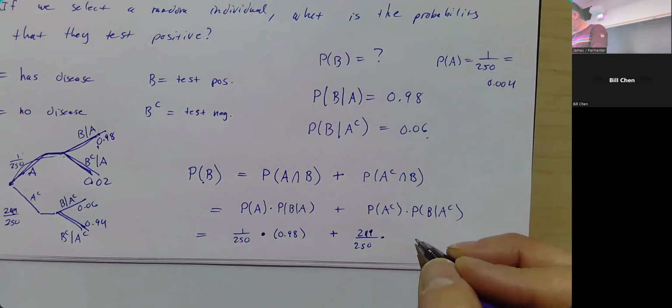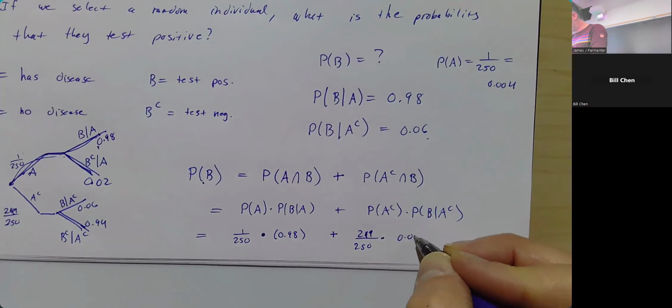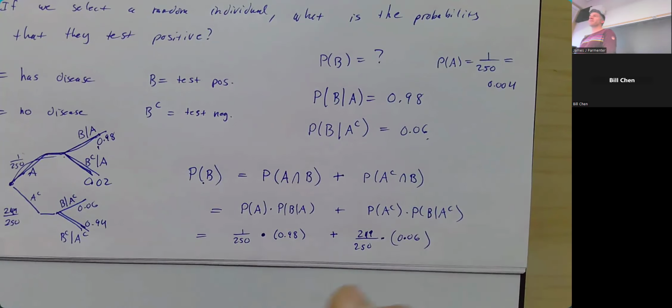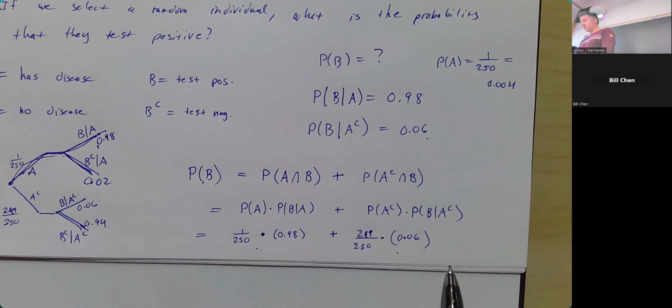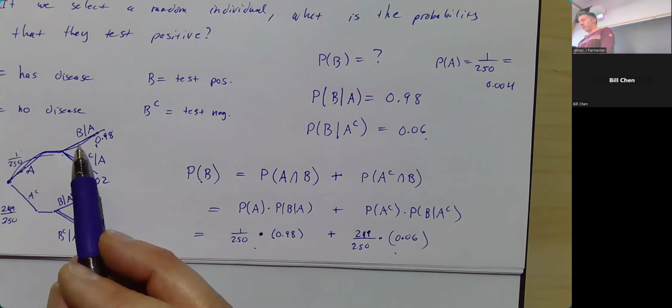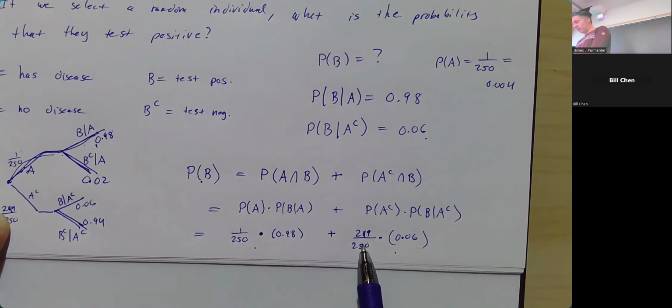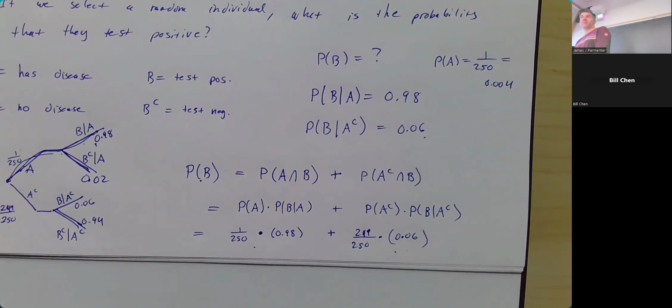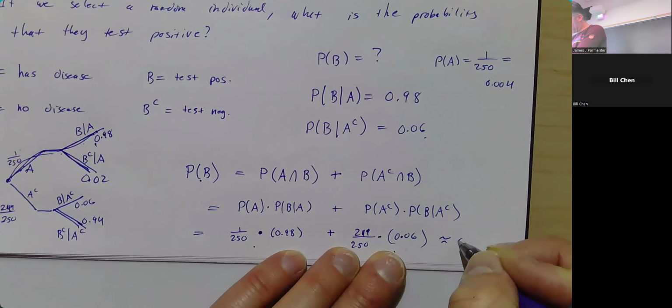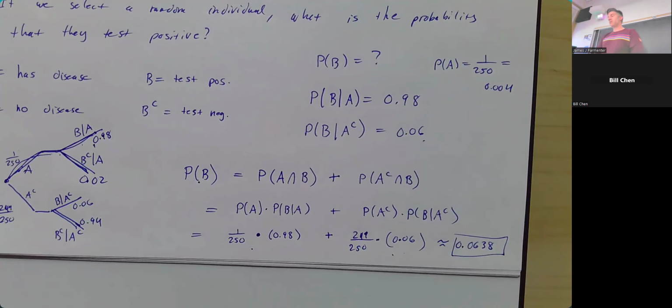And multiply test positive. So this pathway or this pathway, we add those together. This pathway consists of this branch and this branch. We multiply those together. This pathway consists of this branch and this branch, so we can multiply those numbers together. And then if we add these together, we get approximately 0.0638.